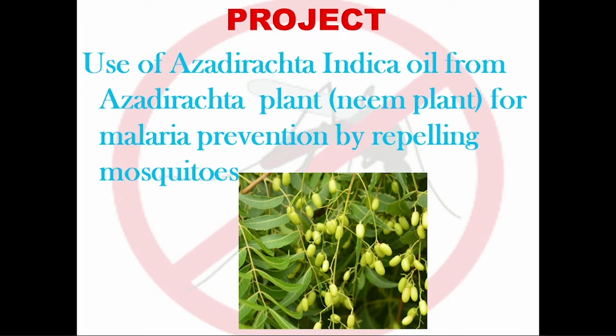Our project is the use of Azadirachta indica oil, which is obtained from the Azadirachta plant, commonly known as the neem plant here in Uganda, for malaria prevention by repelling mosquitoes.